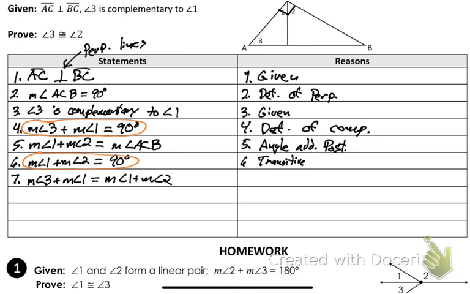Now, we can cross out measure of angle 1, right? So that was substitution. We can cross out angle 1 from both sides because we can use what property? Not substitution. Subtraction property of equality. We'll use subtraction property of equality to go measure of angle 3 equals measure of angle 2. And that is our subtraction property of equality.